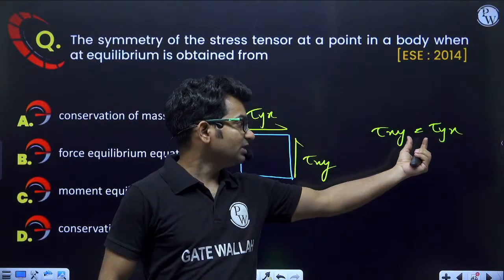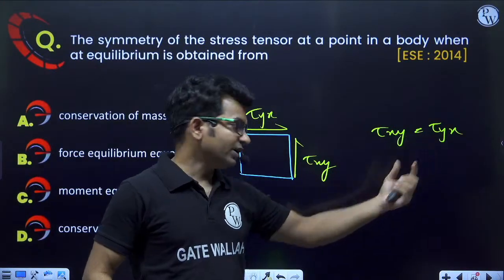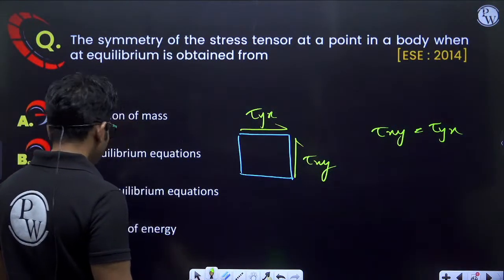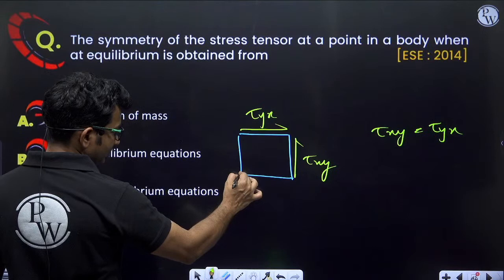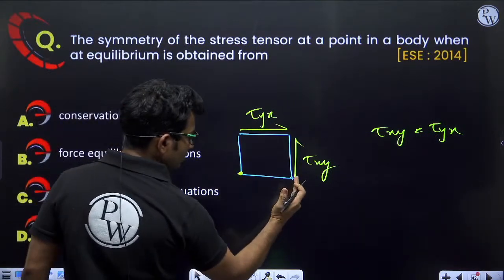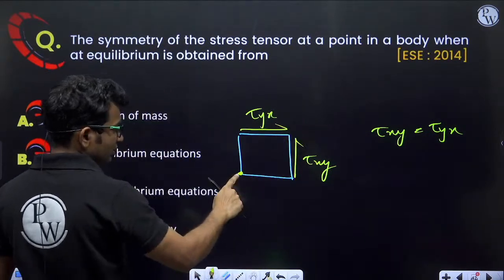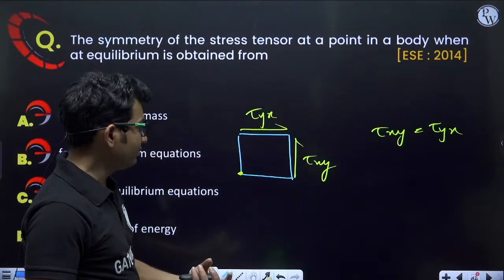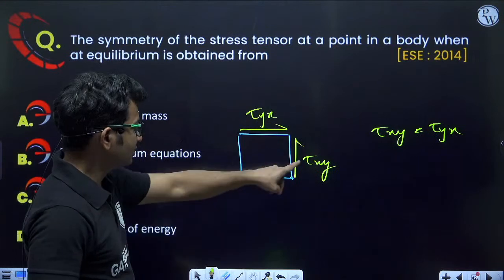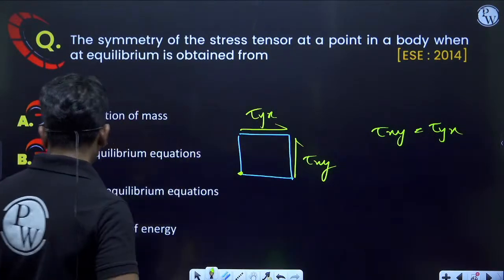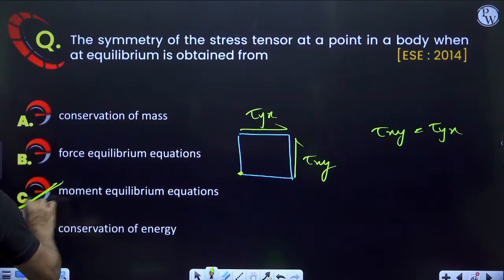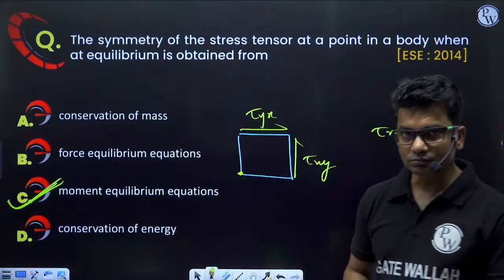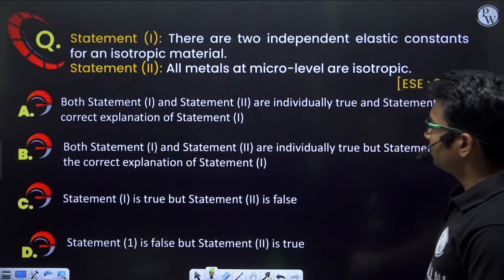Now this condition will hold true corresponding to moment equilibrium equations. About this point, if we take moment of this, and about this point we take moment of this, and we are in moment equilibrium, these two will become equal. So it is corresponding to moment equilibrium equations. So option C will be the correct answer. Clear? Next question.